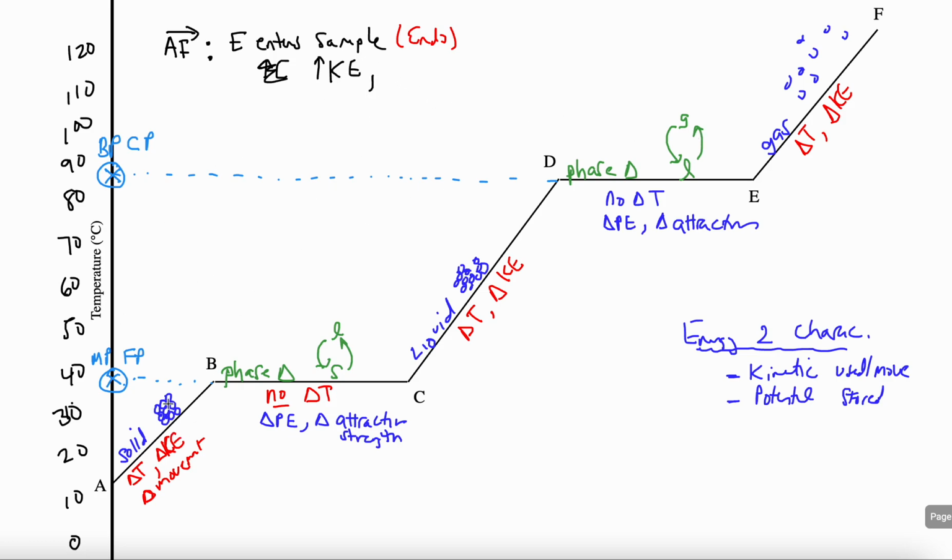And then for our particles to go from touching in complete order to, well, touching but no order, ability to move around, to no touching, no order, do whatever they want, that means that there's also an increase in the potential energy.